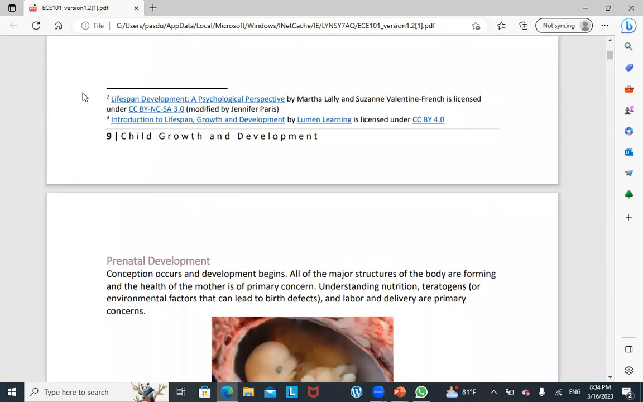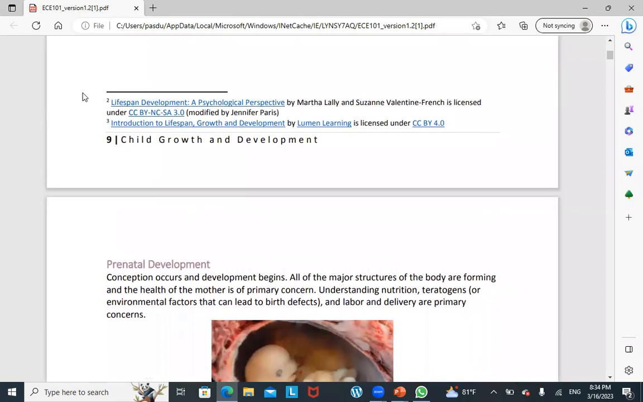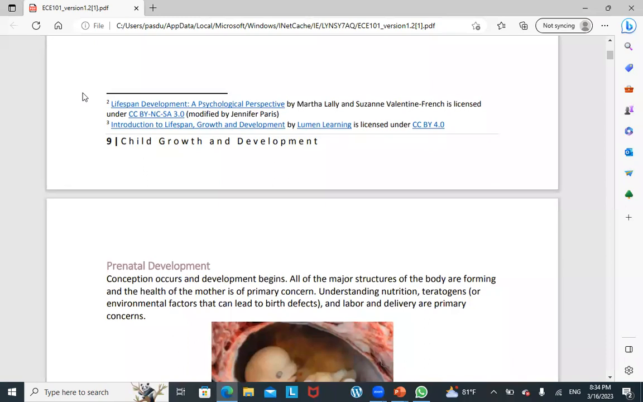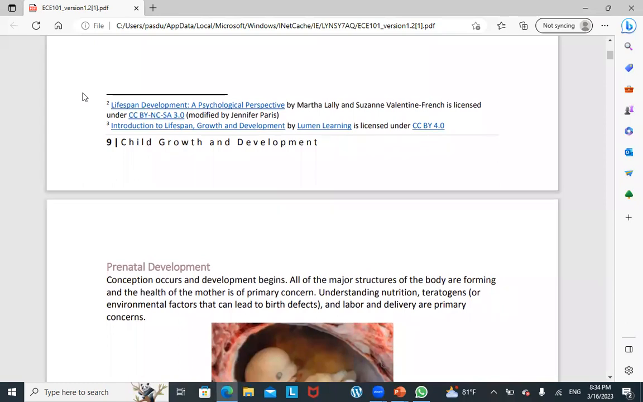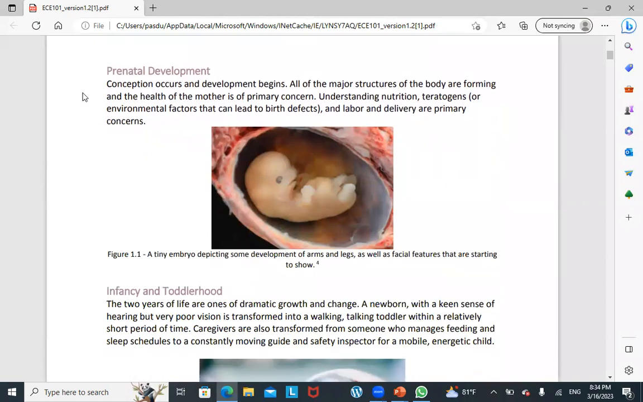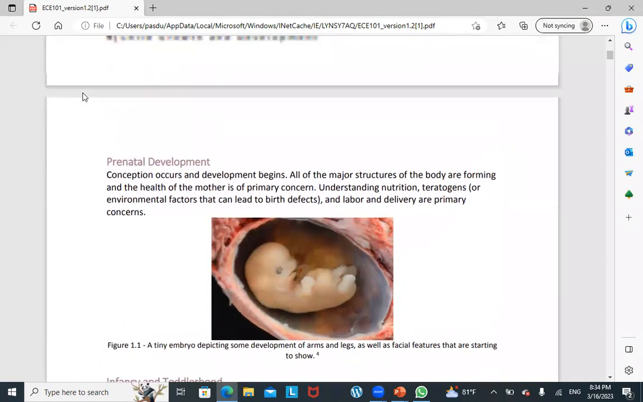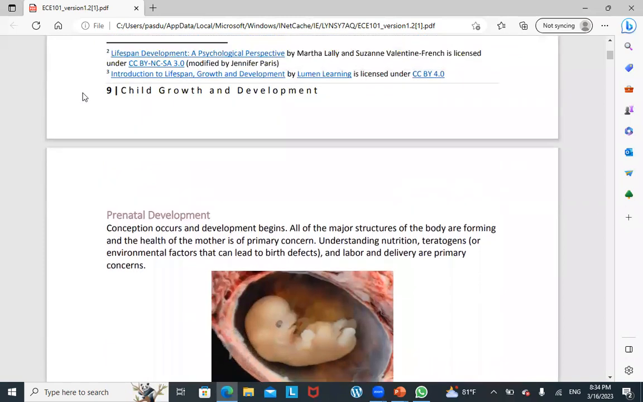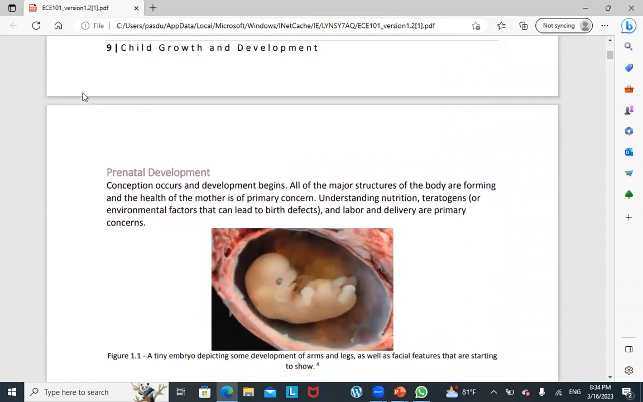Now we are going to see what happens in prenatal development. Conception occurs and development begins. All of the major structures of the body are forming, and the health of the mother is of primary concern. Understanding nutrition, teratogens, or environmental factors that can lead to birth defects, and labor and delivery are primary concerns. First period is prenatal development. In that we are going to discuss those things.